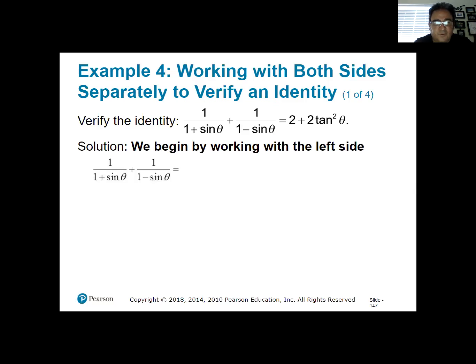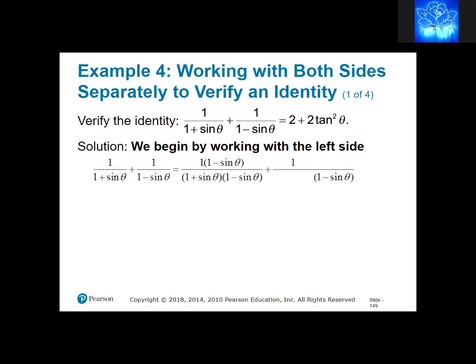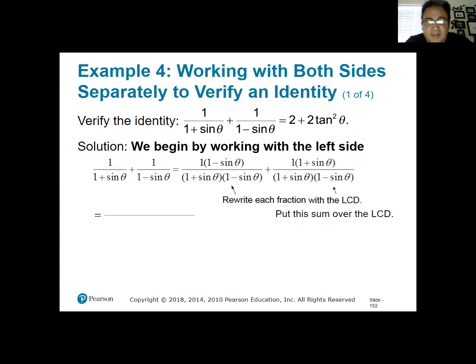First thing I need to do, I've got 2 fractions, so what do I need to find? The least common denominator, right? What's going to be my least common denominator here? I need to multiply those 2 together. I don't have a choice. So on the left side, I'm going to multiply by 1 minus sine of theta, and on the right side, I'm going to multiply by 1 plus sine theta, right? So notice it gets bigger. It's a little ugly, but it's going to work itself out.